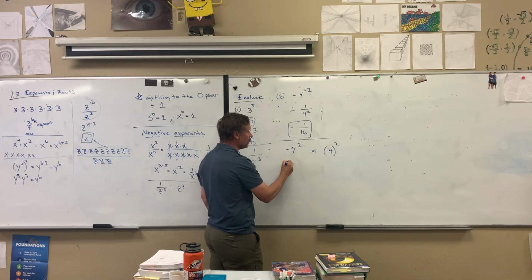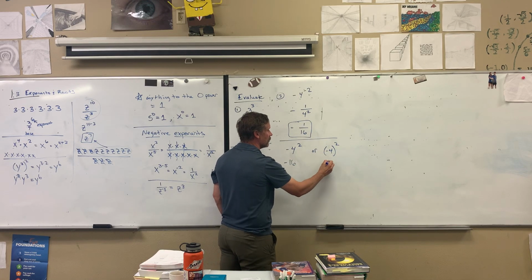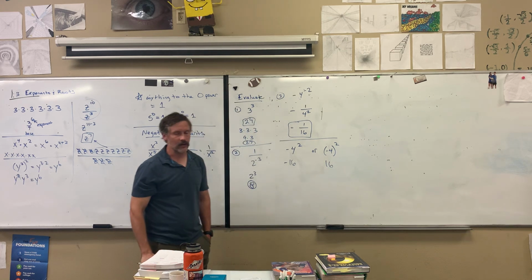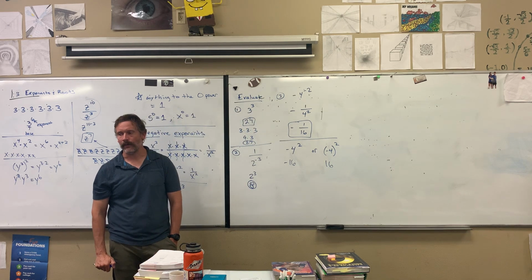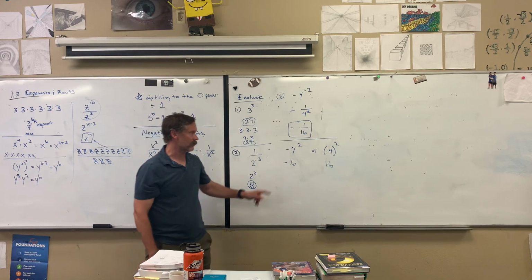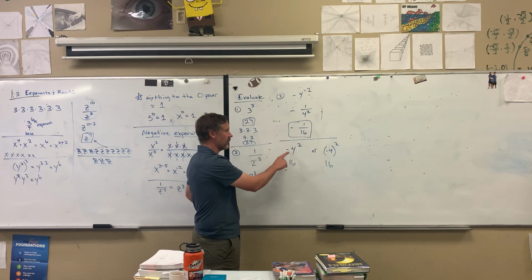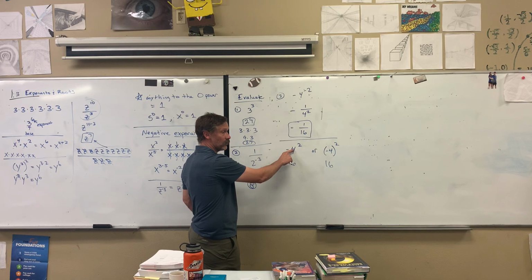Is the negative being squared here? Yes. So in this case, it's negative 16. In this case, it's positive 16. So you have to make a note of that. That'll come up. A lot of people get it wrong because they're just thinking the negative is getting squared. But since it's not included in the parentheses, only the 4 is getting squared.